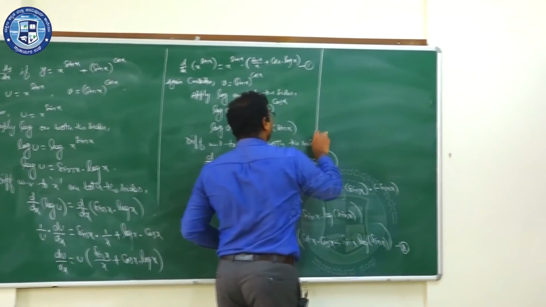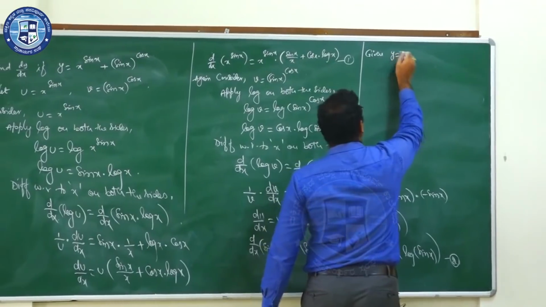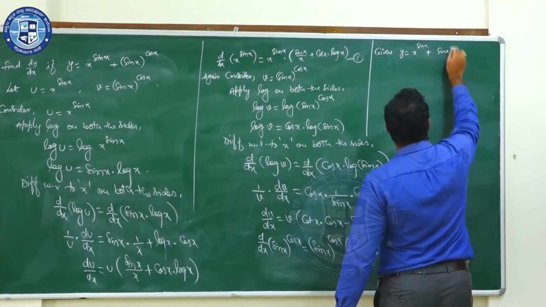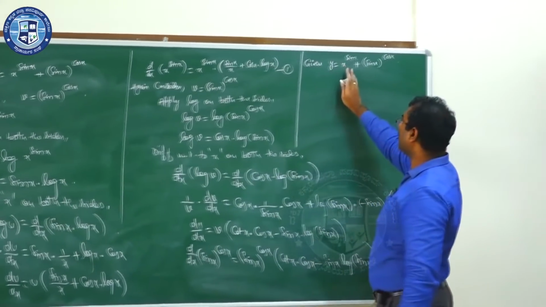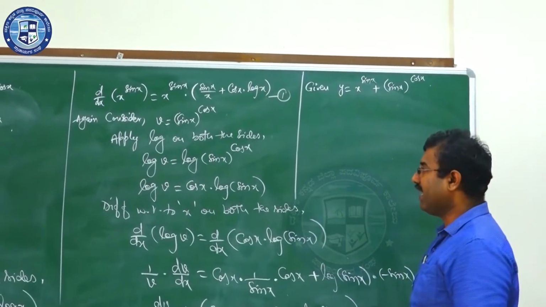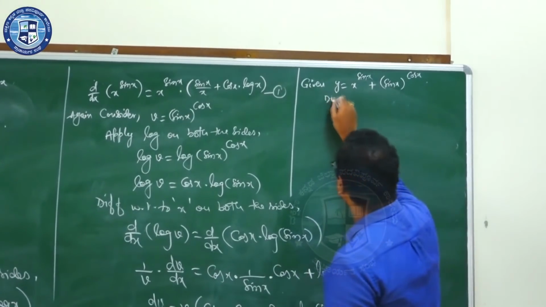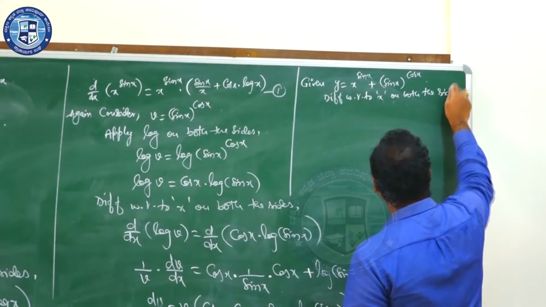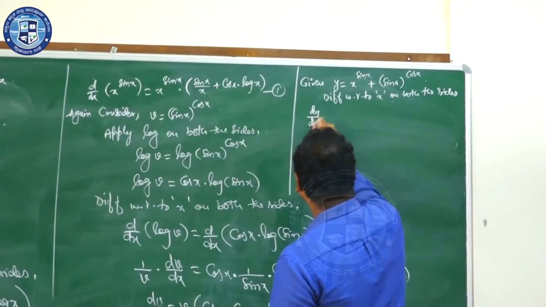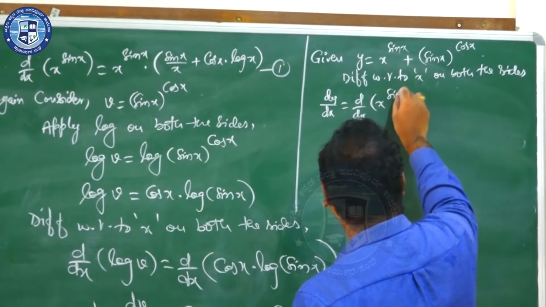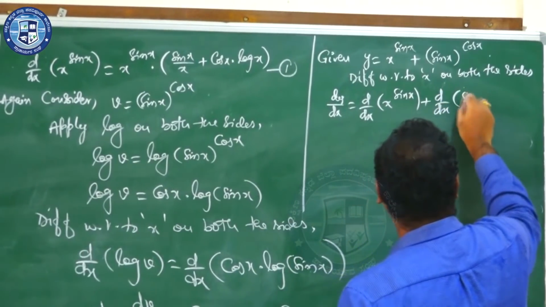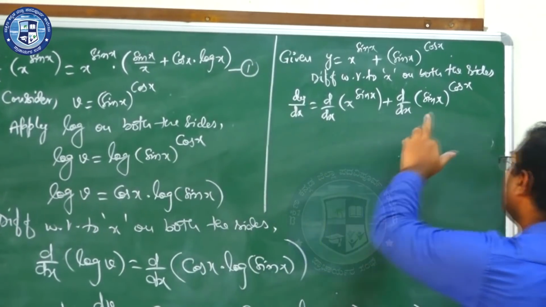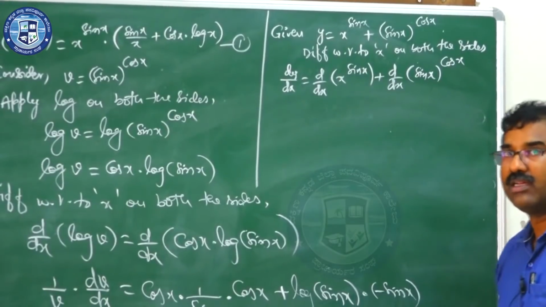What is the given thing now? Given y is equal to x power sin x plus sin x power cos x. This is what is given. Now already you know the derivative of this separately and derivative of this separately. You just apply differentiating with respect to x on both the sides. What happens? dy by dx is equal to d by dx of x power sin x plus d by dx of sin x power cos x. You already know x power sin x value from 1. You already know sin x power cos x value from 2. You just substitute it so that you get dy by dx.